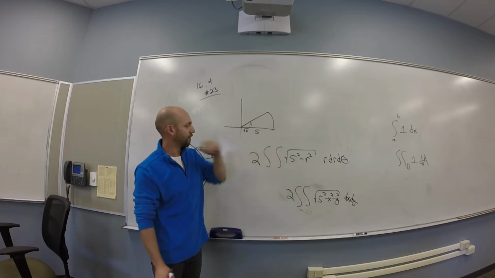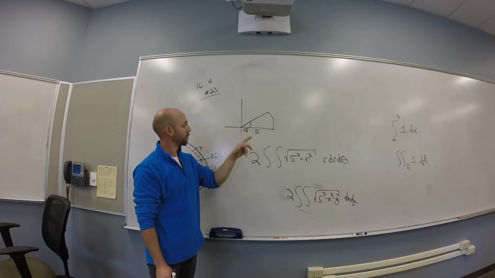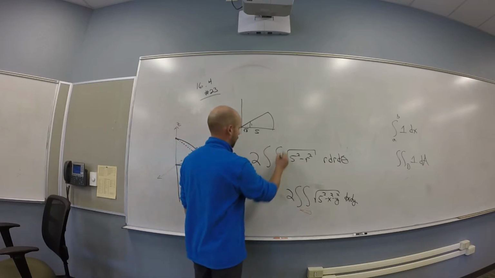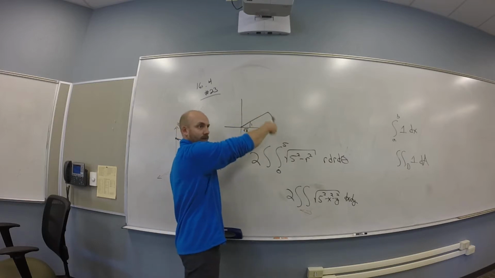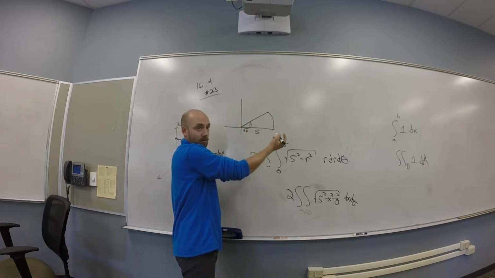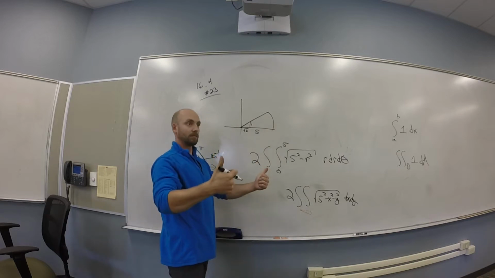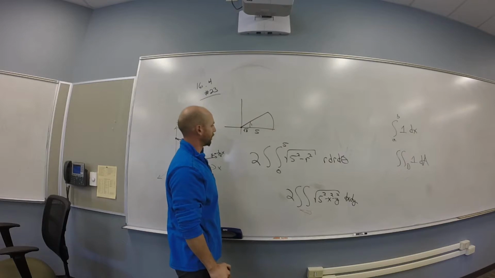Okay. Bounds? Where do the r's live? 0 to 5? Yeah, seems like it, right? That thing's a circle, right? Okay, so the radius goes from nothing up to 5. Cool. Good. Where do the angles live?